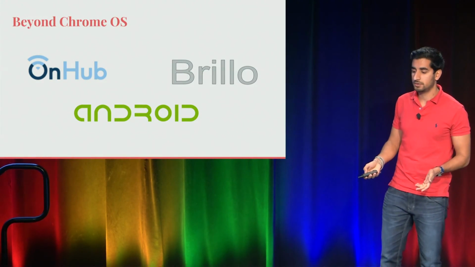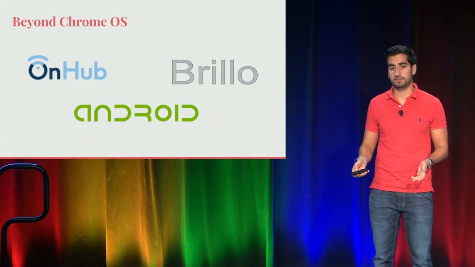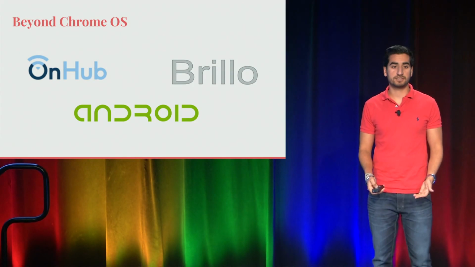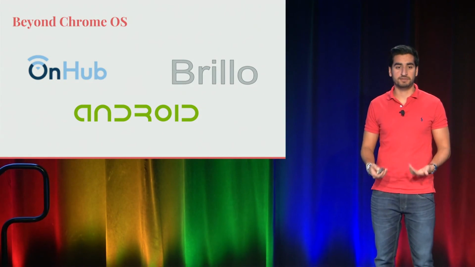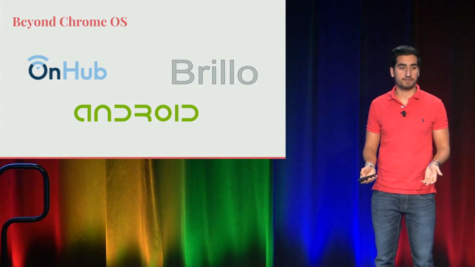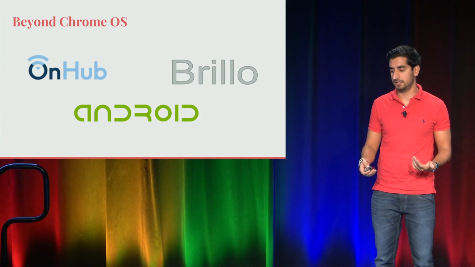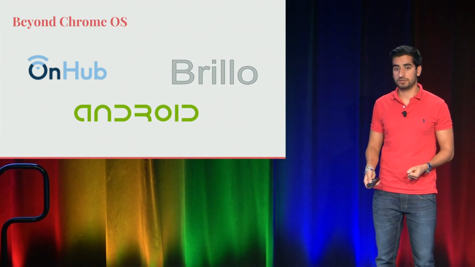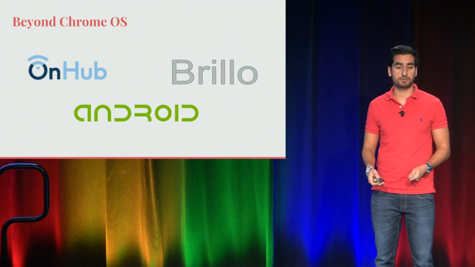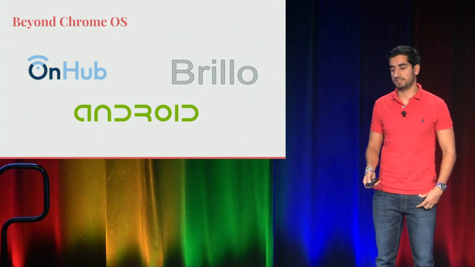So beyond just Chrome OS, Moblab has been applied to a number of other platforms. OnHub actually did all their testing by using Moblab devices. They created a quick lab out of a couple Moblabs, and they were able to get going. Brillo, which is going to be Google's Internet of Things platform, is going to be supported by Moblab, and Android support is coming up as well.